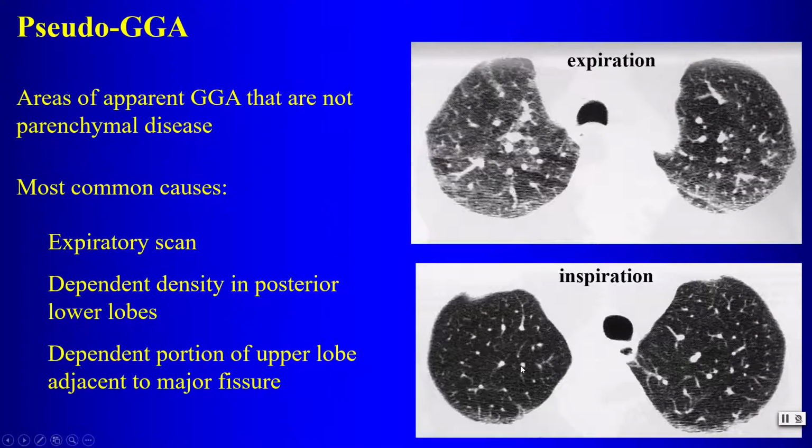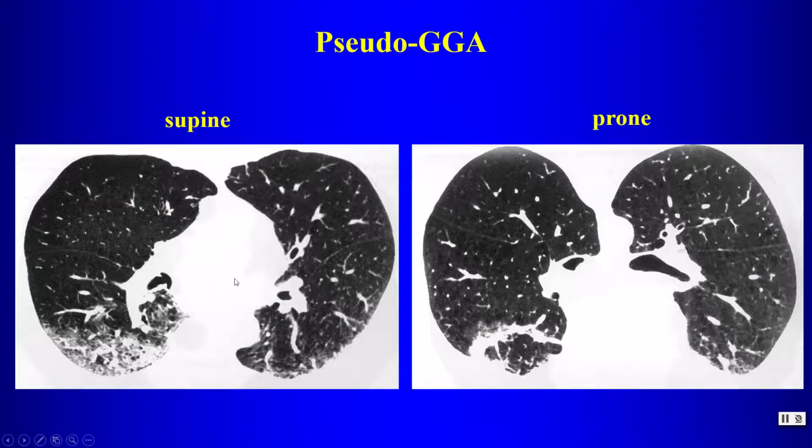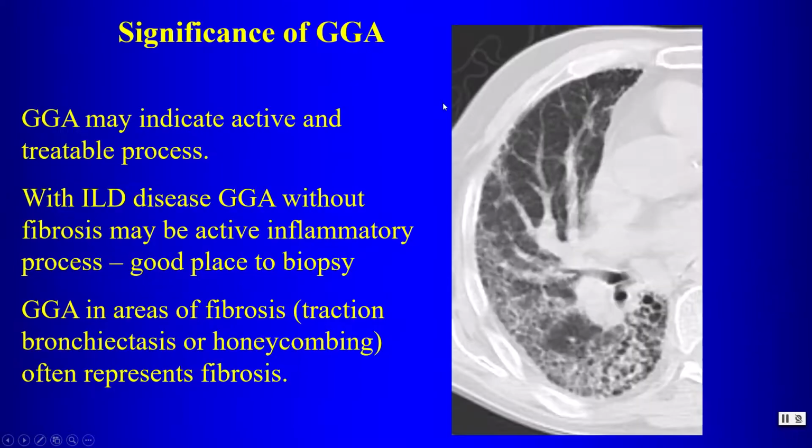So here's an example of a normal patient inspiration, expiration. You see some ground glass here on the expiratory scan. So you might call this pseudo ground glass opacity. Here's a patient who is supine, and you can see this dependent atelectasis here. When you turn the patient prone, it goes away and moves to the other side. So you might call that pseudo ground glass opacity.